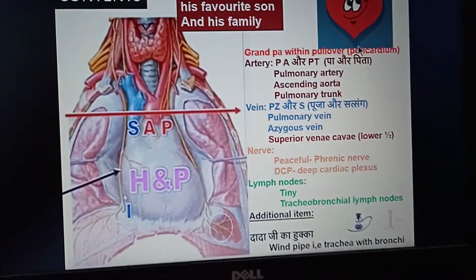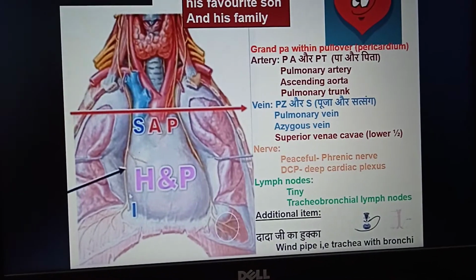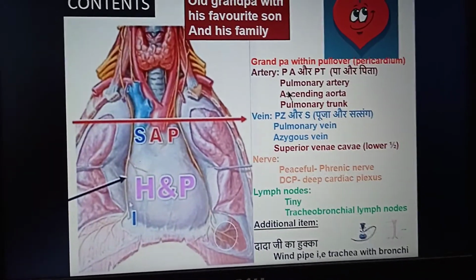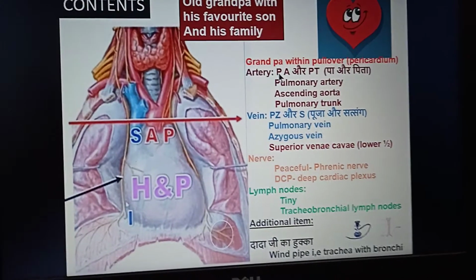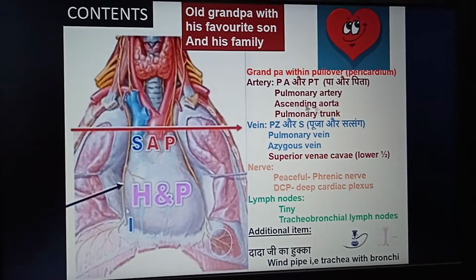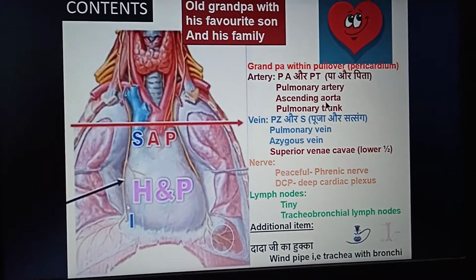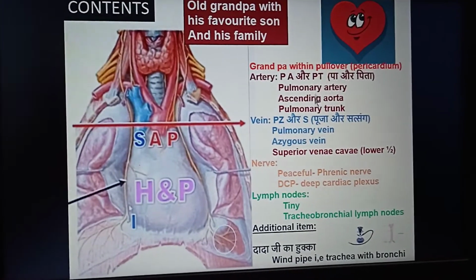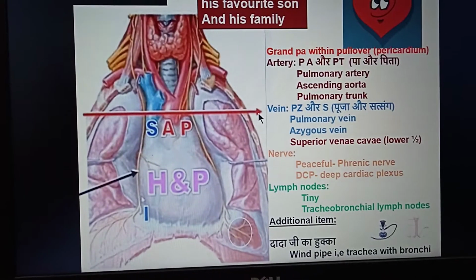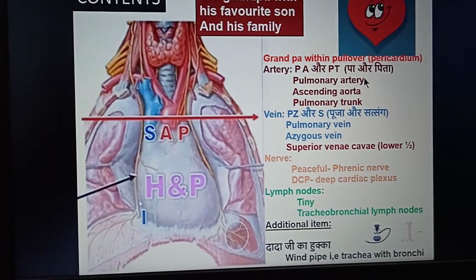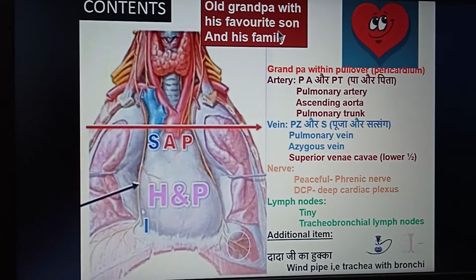You can say the very honest PA or PITA. So PA is for pulmonary artery, P for pulmonary artery, A for ascending aorta, and PITA, that is pulmonary trunk, and they are the immediate branches. And they are very honest, that's why known as PA and PITA, that's why he is the favorite son.